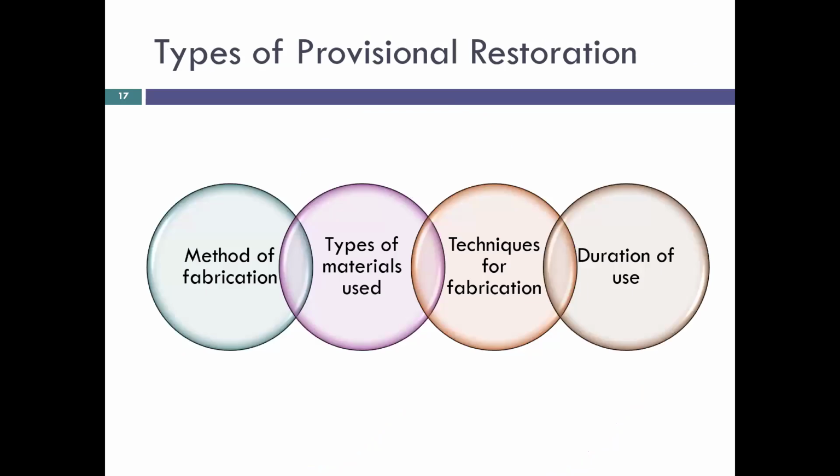Now we come to the types of provisional restoration. Basically, it is a classification. There are four types of classification. First one is method of fabrication. Second is type of material used. Third is technique for fabrication, and fourth is duration of use. So we'll be studying them one by one in detail.